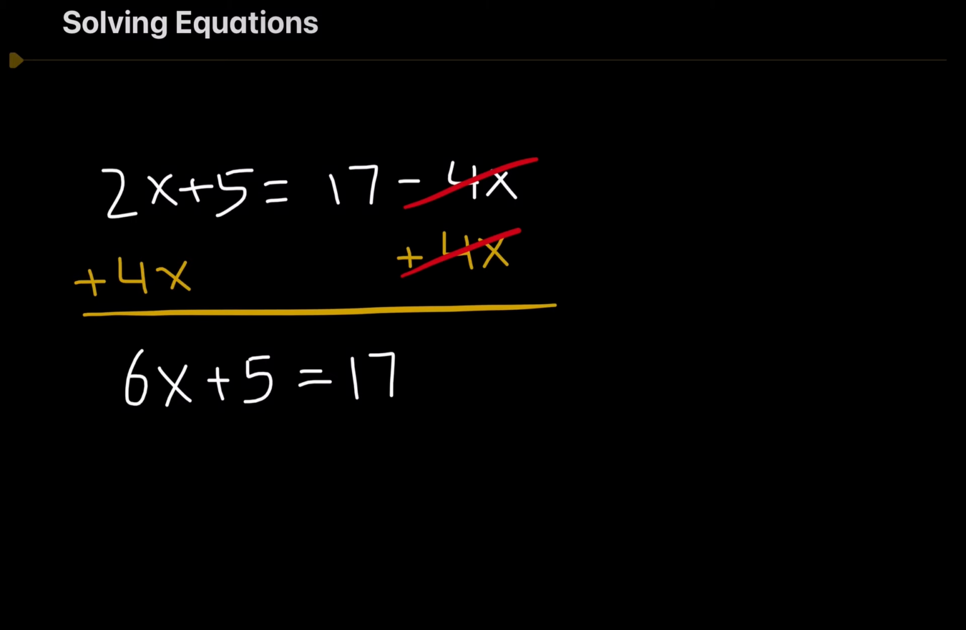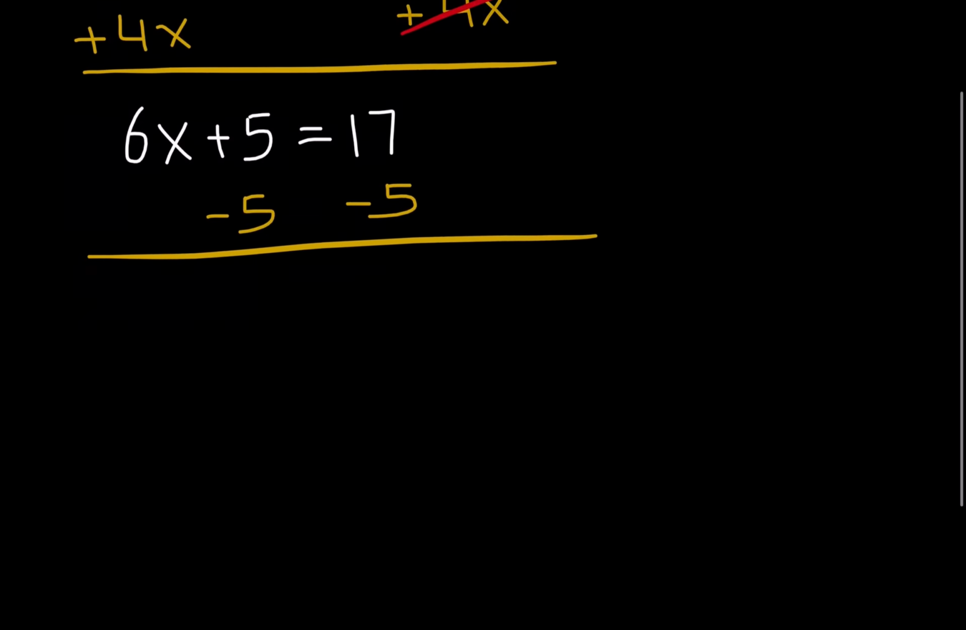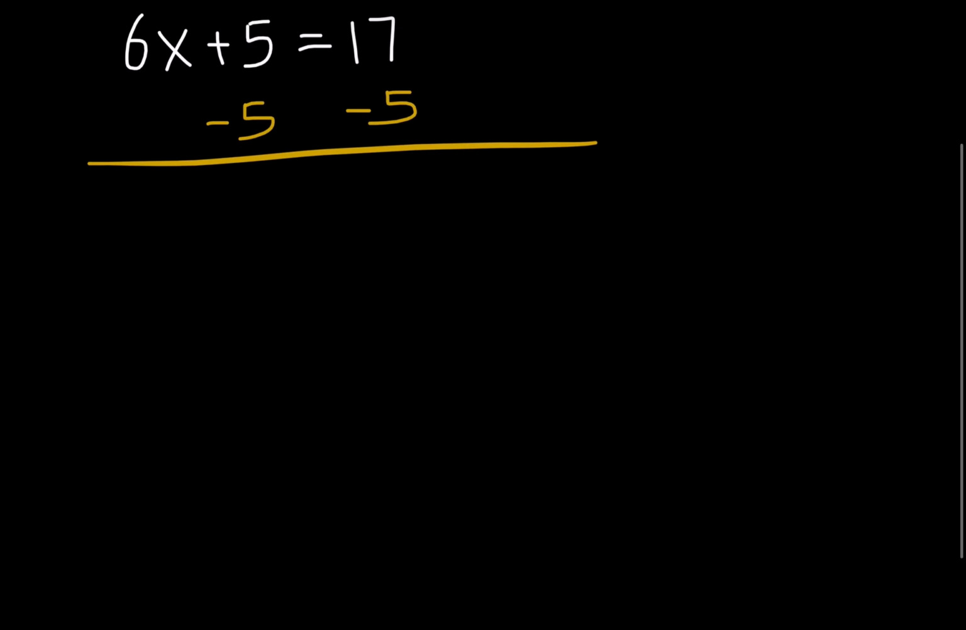The next thing we want to get rid of is this plus 5. This plus 5 is in the way. To get rid of it, we can subtract 5 on both sides. Once again, since on the left hand side we're adding 5 and subtracting 5, these two just cancel each other out. So on the left hand side we are only left with 6x, and on the right hand side we have 17 minus 5, which is equal to 12.